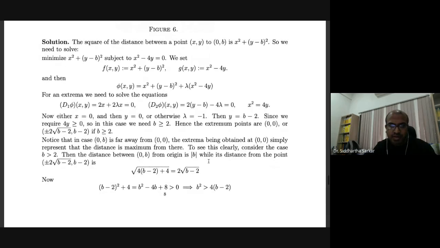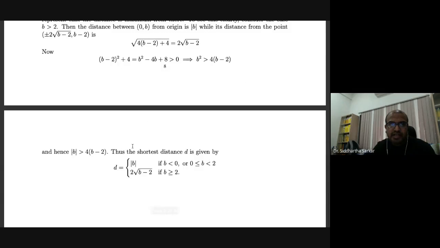If I try to write it cleanly and also consider the negative portion of the y-axis, I can write down the distance in the following form: either b negative or b between 0 and 2, I get mod b being the distance, or otherwise twice square root of b minus 2.